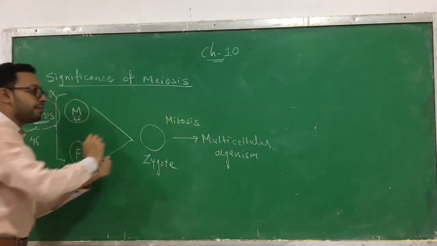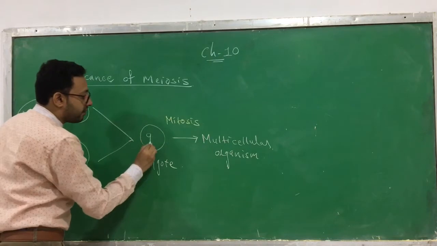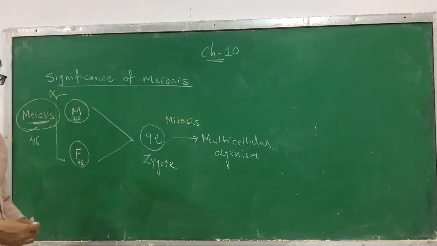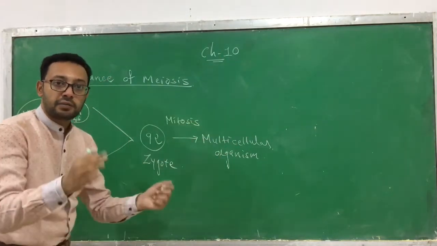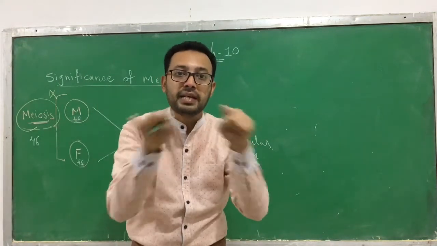This male and female gamete fuse together. When they fuse, in the zygote the number of chromosomes becomes 92. That means it gets doubled. In the next generation, it gets doubled again. So the chromosome number doesn't remain stable, or maintained.